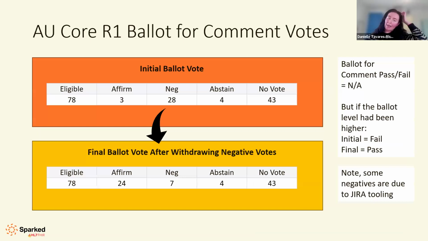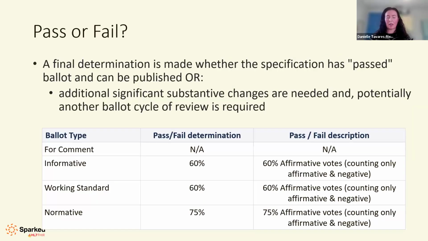Right, example of that. I just wanted to show you the numbers for AU Core. So when we did the ballot for comment, remembering, of course, that ballot for comment has no pass or fail. The point of ballot for comment is to elicit feedback, not to declare you have a standard that you want published, basically. And that's what e-requesting is about to do.